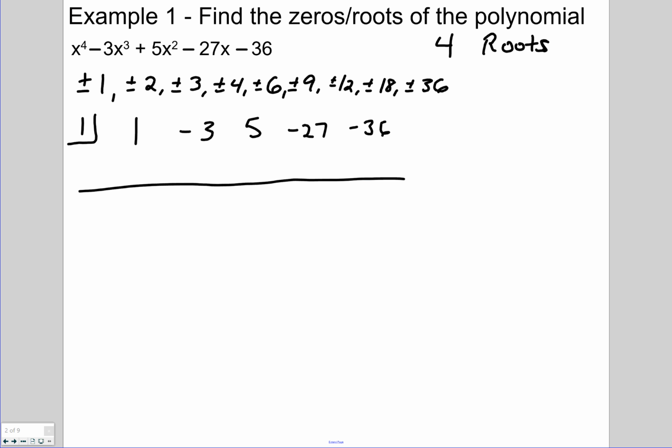All right. Bring down the 1. What do I want at the end? 0. I want 0. If I don't get 0, then I just go to the next one. So let's hope.